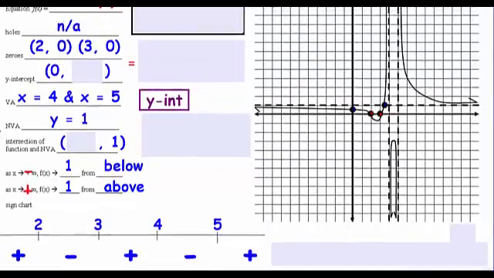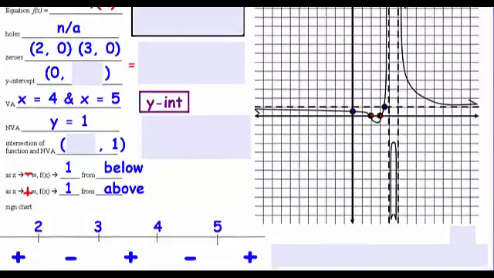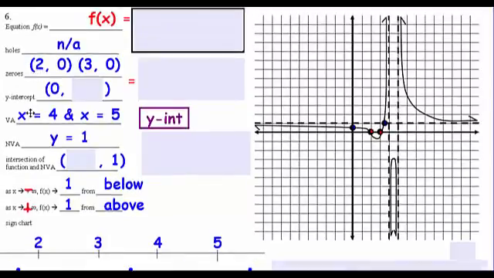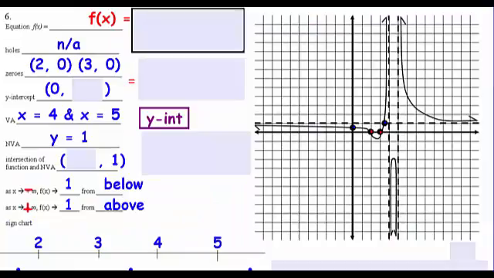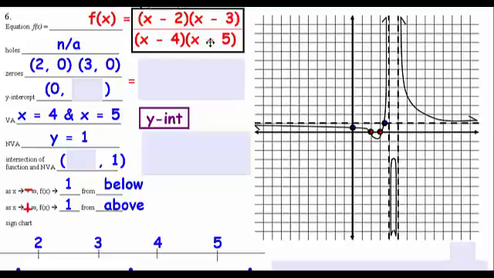Okay, so then let's go ahead and try to write our function. Okay, remember, if you know about your 0s and your vertical asymptotes, the easiest way to write your function is going to be in this form, when we know about 0s and vertical asymptotes. So that's what we'll do. Okay, the 0s will be in the numerator, x minus 2 and x minus 3. The vertical asymptotes will be in the denominator, x minus 4, x minus 5. So we're pretty sure this is our function, but we will need to verify it.